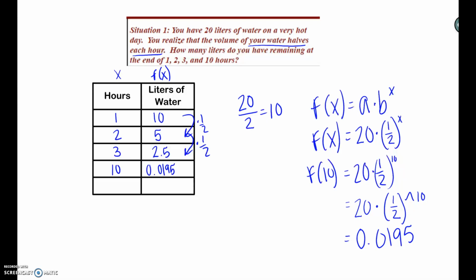Good. So what we created here was an exponential function. We created an exponential function to help us figure out how many liters of water we had left after 10 hours. The reason why we knew this was exponential is because of the word halves right here. That's like multiplying by a fraction each time, cutting our value in half each time. So this represents an exponential function.